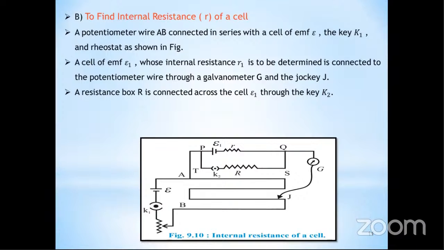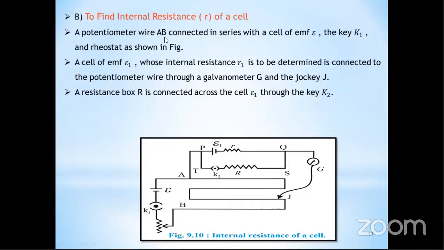Here, this is the third application of the potentiometer, that is to find the internal resistance. Here, this small resistance, we are going to find out. Again, the same phenomena of the potentiometer we are going to use. There is a little bit of difference in the circuit arrangement only, but the procedure is the same.